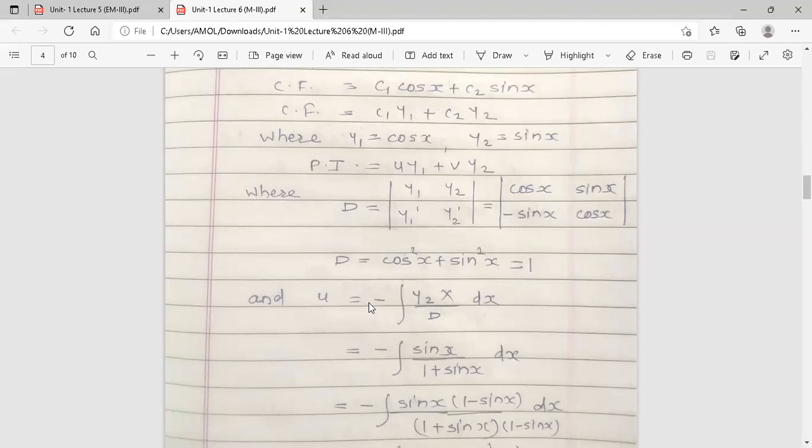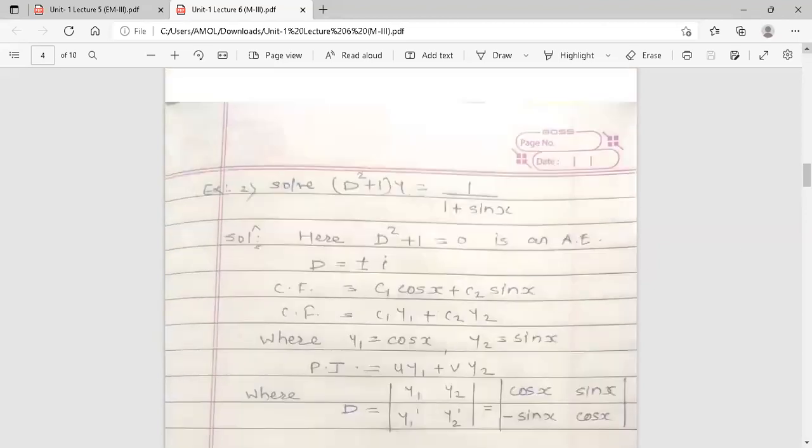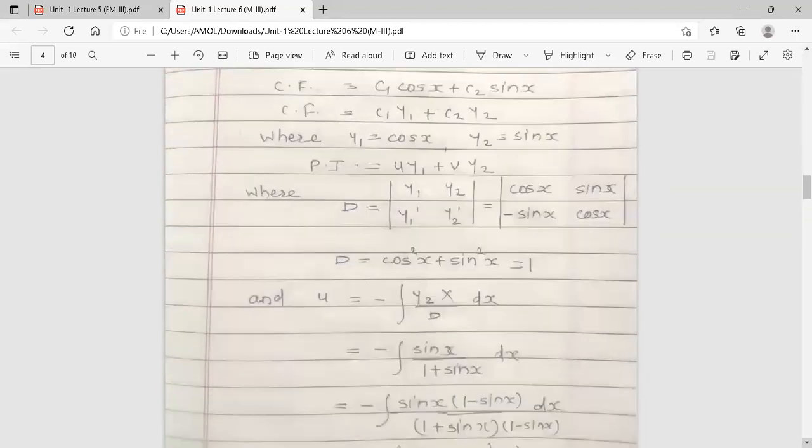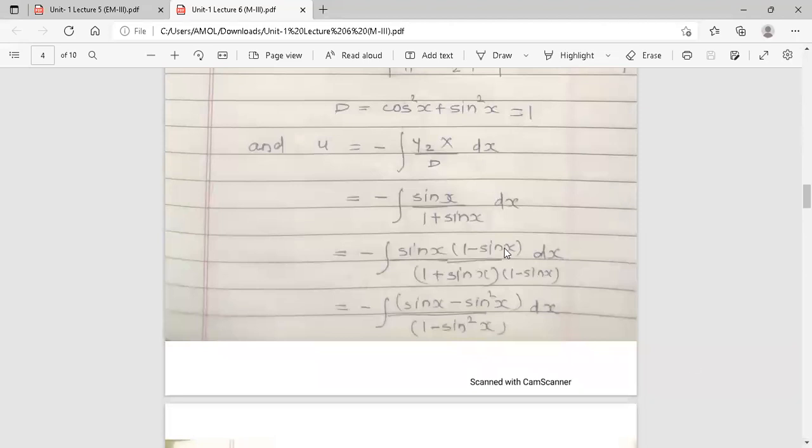To find u, the formula is minus integration of y2 X upon D into dx. Now y2 is sin x, so put y2 equal to sin x. What is X? X is the function on the RHS in the given linear differential equation. On the RHS, the function is 1 upon 1 plus sin x. So capital X in the formula is 1 upon 1 plus sin x, into dx. Now how to solve this integration? Sin x upon 1 plus sin x.